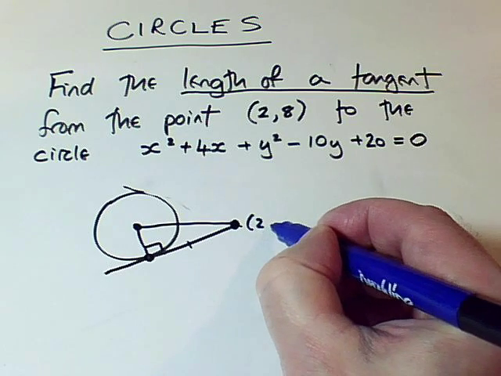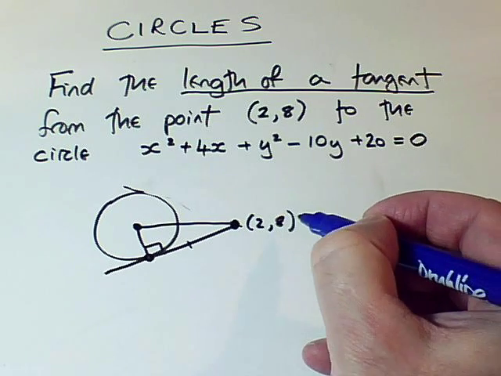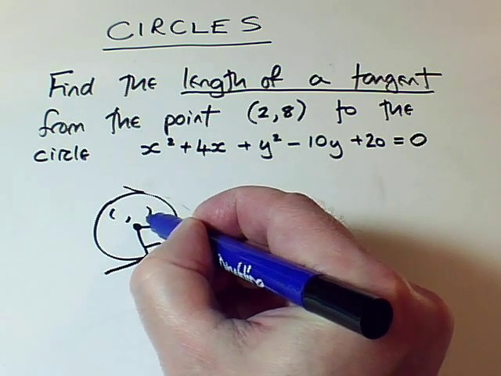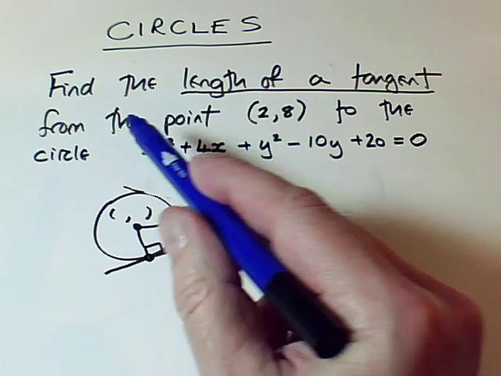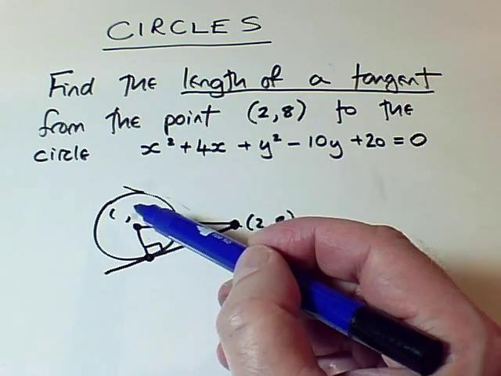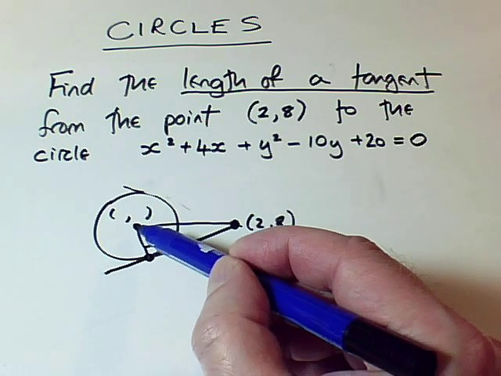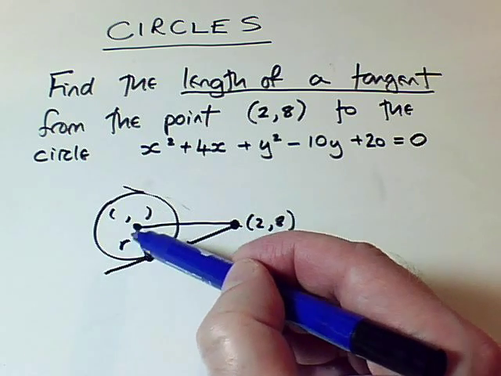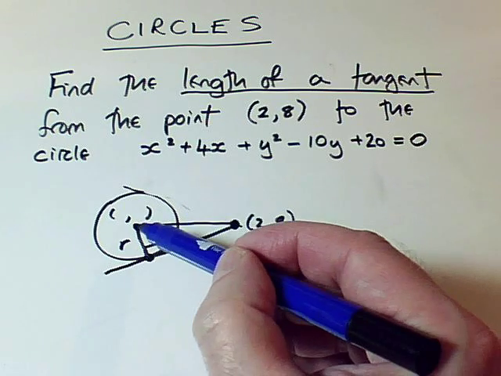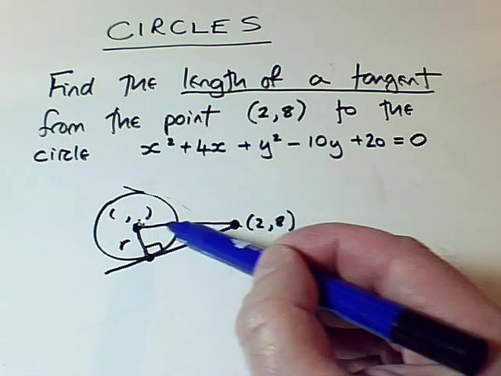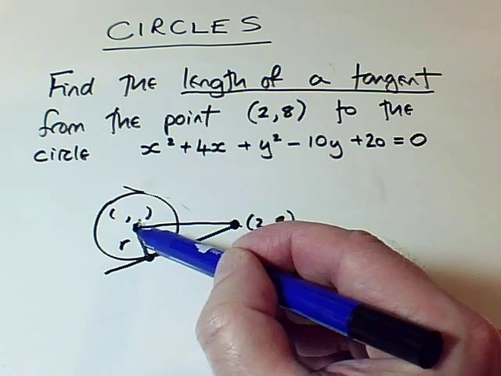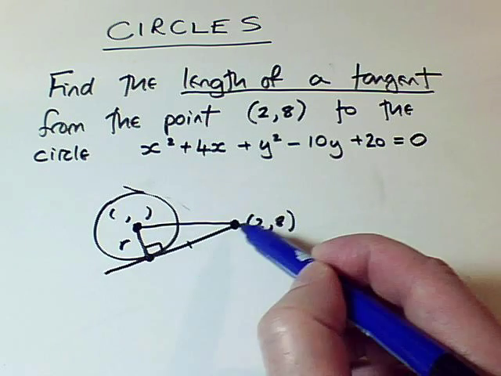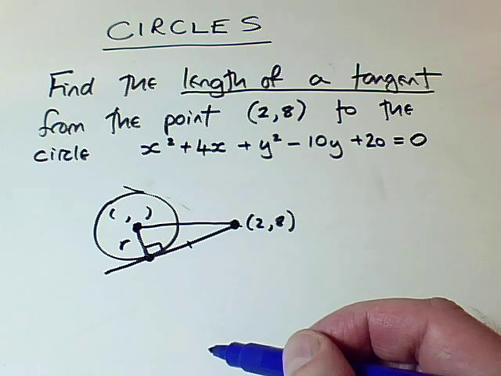So I know this is the point 2, 8. The other point that I can work out easily are the coordinates of the centre of the circle. I need to do something with this equation before I can do that. But when I know the position of the centre of the circle, I also can work out the radius of the circle, r. So if I've got the centre and radius of the circle, then I can find the length using 2 points. I can find the length of the hypotenuse. I know the length of one of the other sides once I know the radius, and that's how I'll work out this. I can use Pythagoras in this triangle. So that's my big plan.